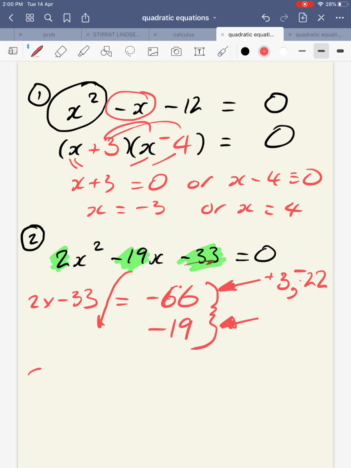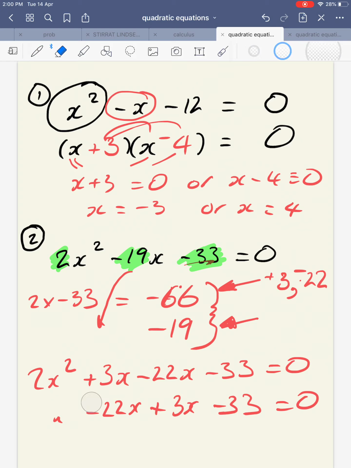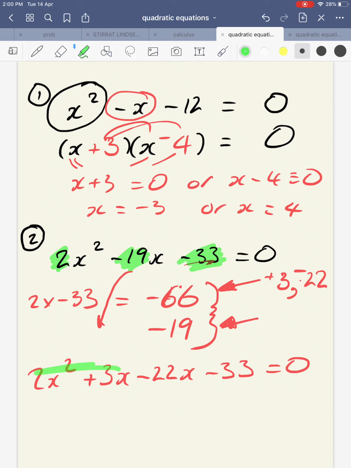So now we split the middle term, 2x squared, instead of negative 19x, we do plus 3x and minus 22x, and then minus 33. Now you might wonder, what if I chose to write it the other way? 2x squared minus 22x plus 3x minus 33 equals 0. And the answer is, it doesn't actually matter which way around you write it, because you're always going to get the same answer. So I'll just write it this way. Now the whole point about splitting the middle term, it makes life a bit easier, because your factorising now is just factorising in pairs.